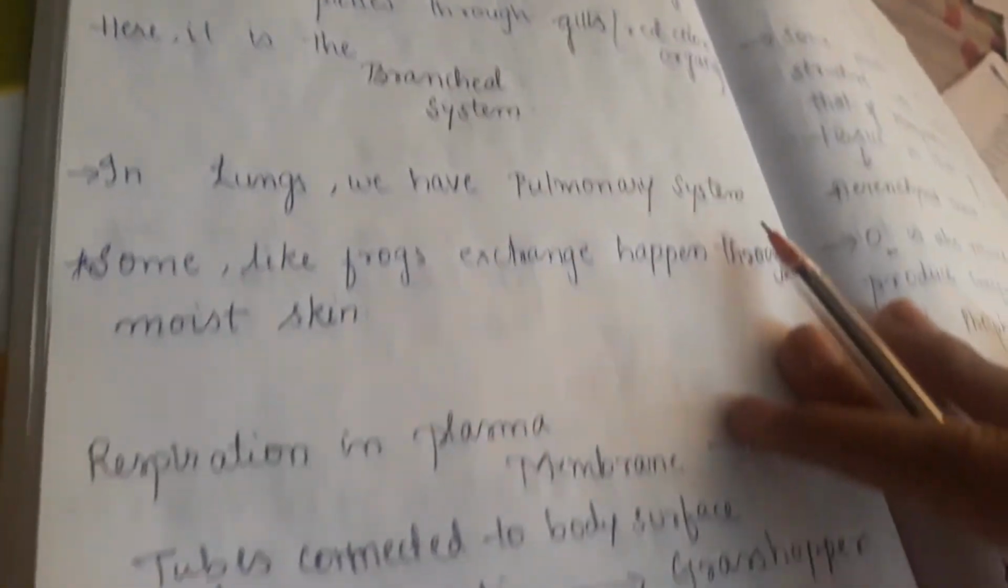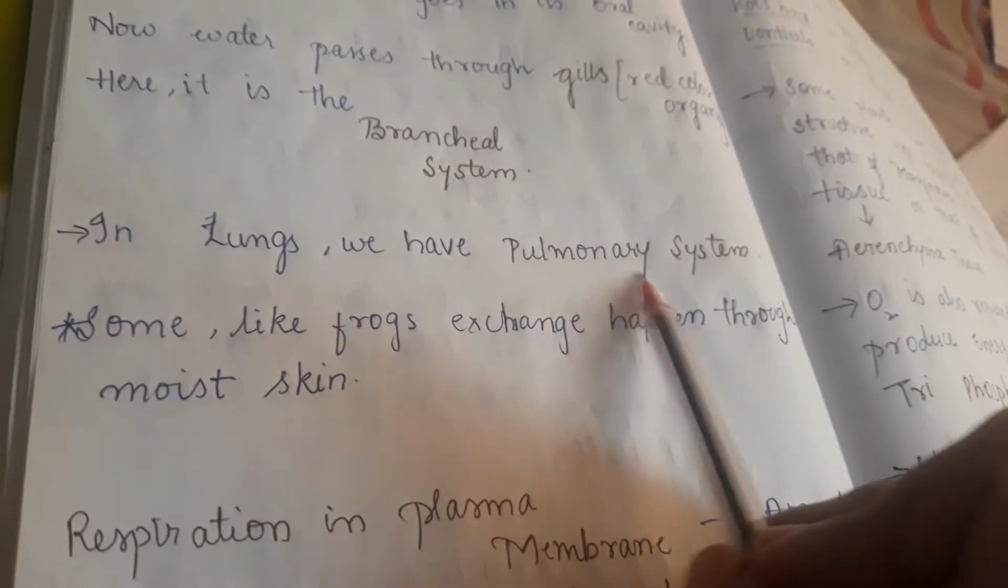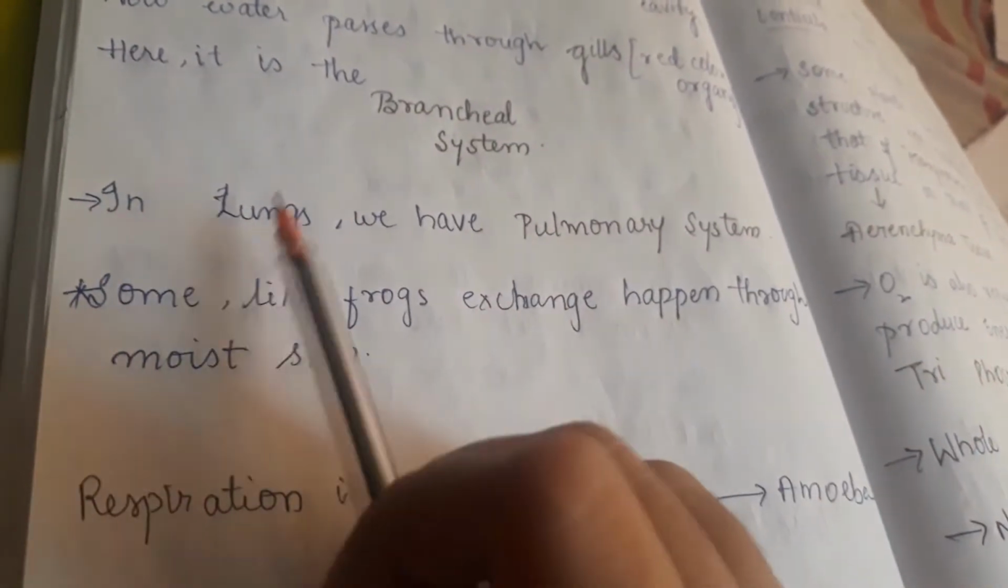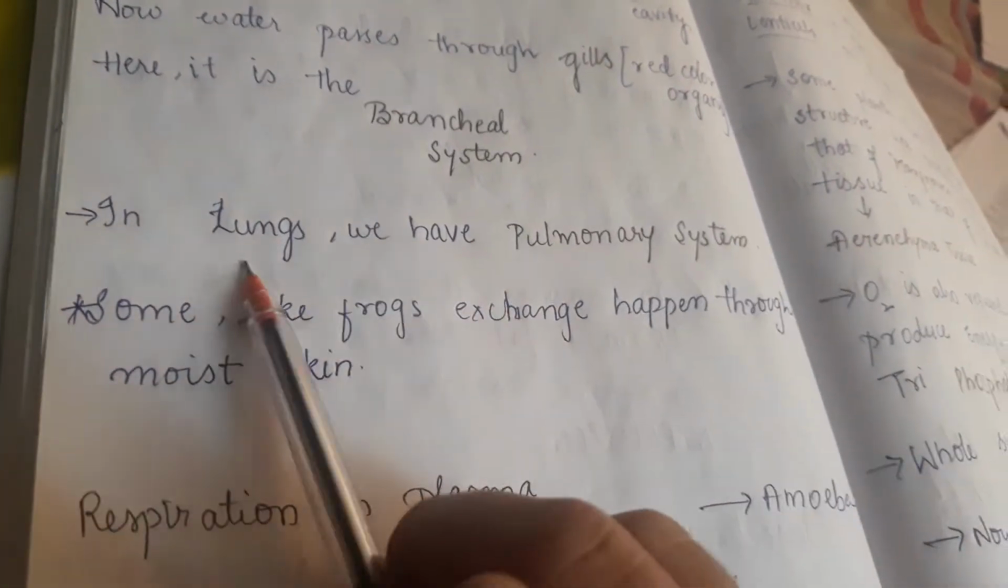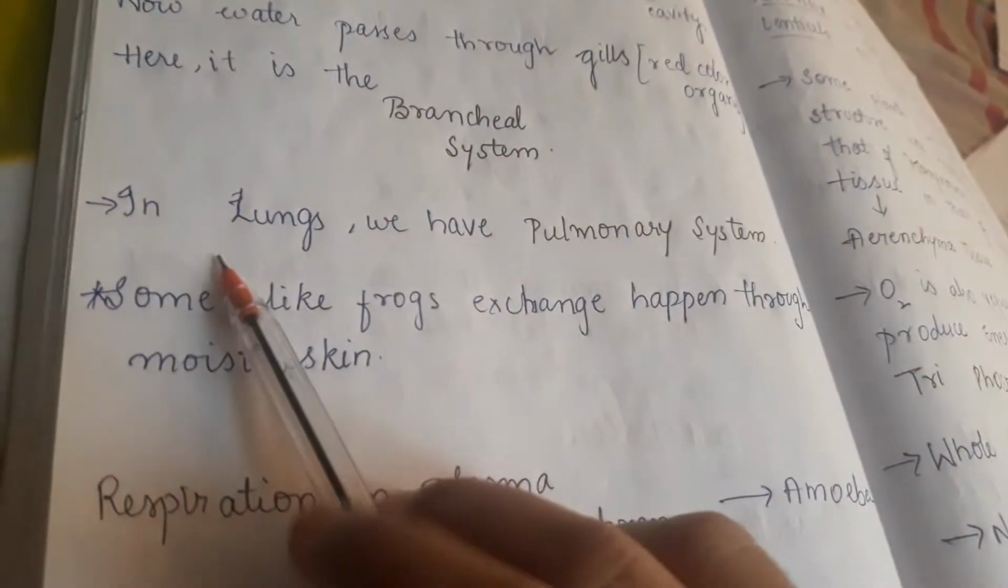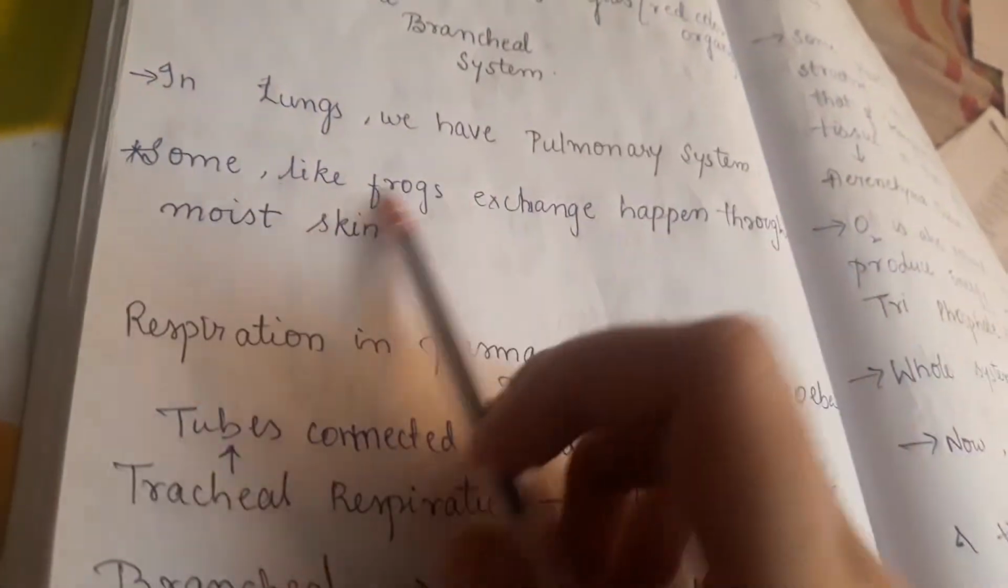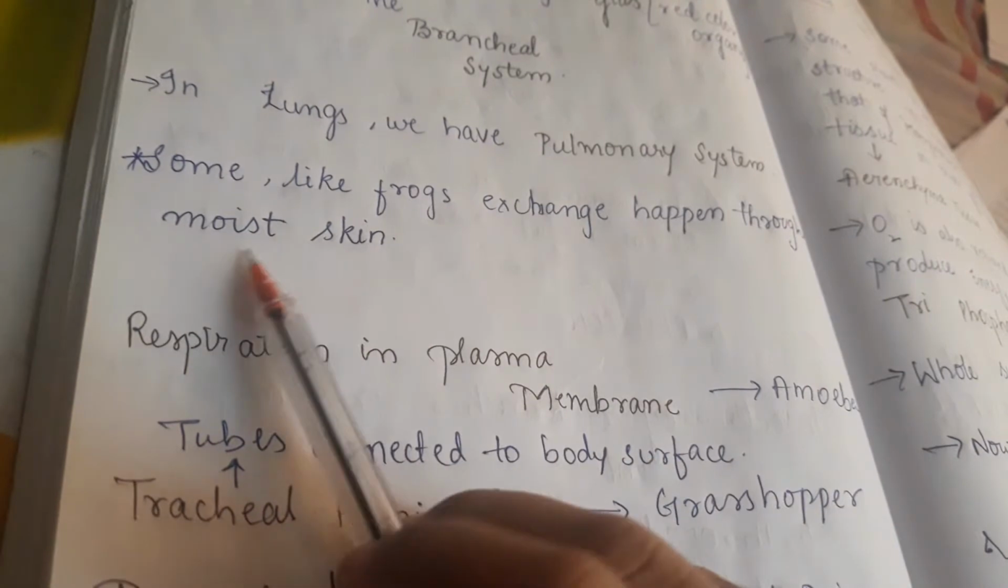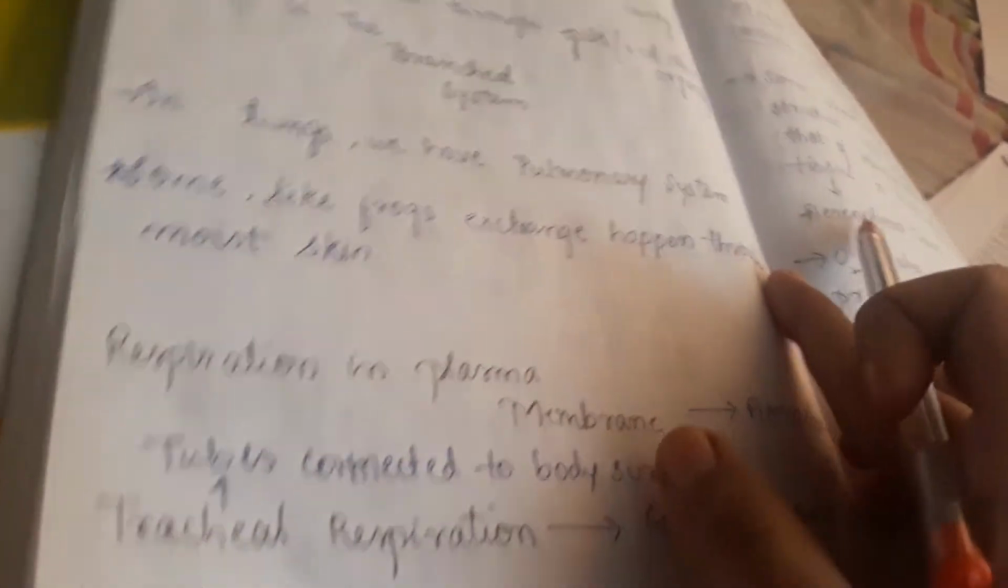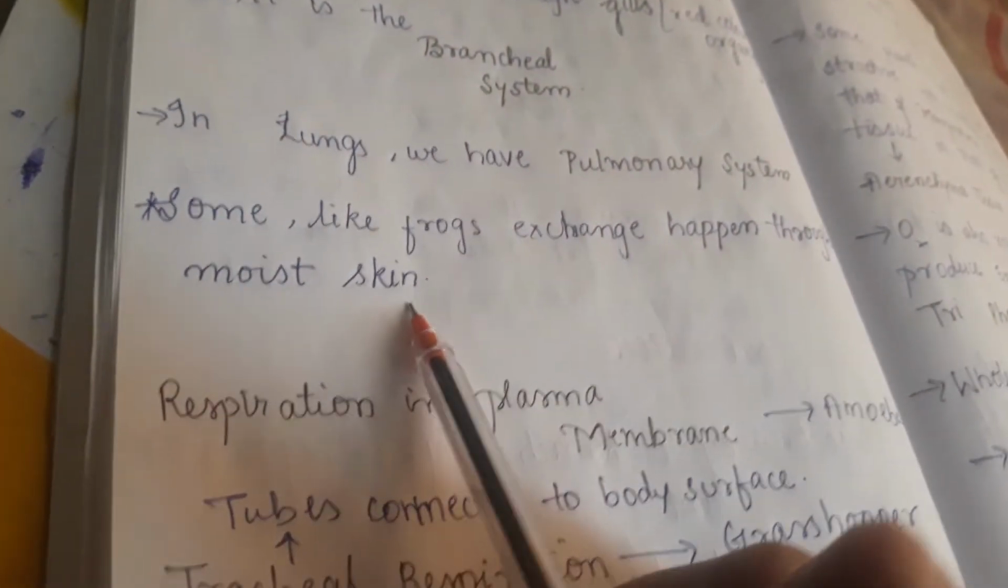Now coming to lungs, whenever the word pulmonary comes, you should think that it is related to lungs. ठीक है, so in lungs we have pulmonary system. lungs में बस pulmonary system है. Now some, like frogs etc., exchange happens with their skin.